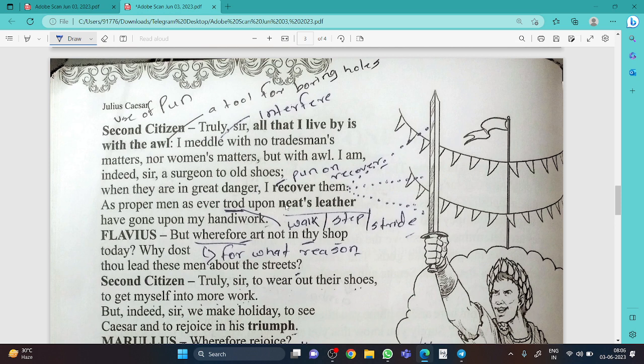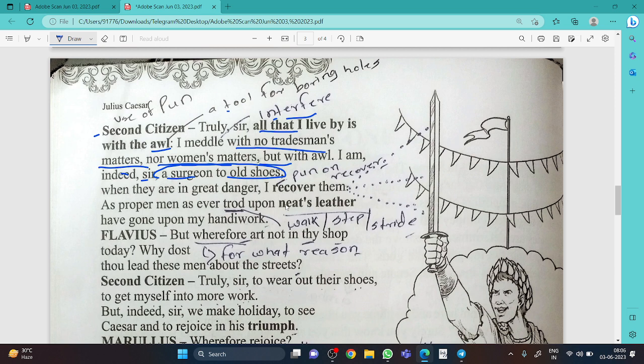Next, the second citizen said, "Truly, sir, all that I live by is with the awl." An awl is a tool for boring holes. Meddle means interfere. He says, "I meddle with no tradesman's matters, nor women's matters, but with awl." The tool is related to making holes in shoes in order to mend them. "I am indeed, sir, a surgeon to old shoes." Very important.